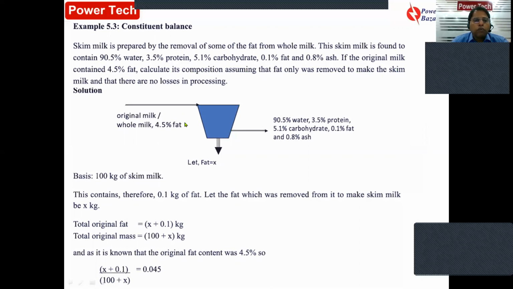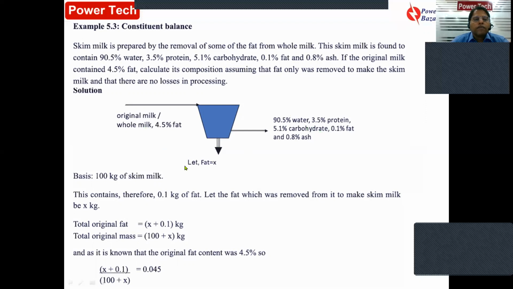Now this is 4.5% fat, and what is the fat in the skim milk? 0.1% fat. If you see this picture, roughly anybody can say 4.4% of fat has to be removed. No, this is not correct. Why? Because this is on a percentage basis. So when fat is removed, the percentage of water, protein, carbohydrate also gets changed. So we need to do certain material balancing to find out what fat is removed.